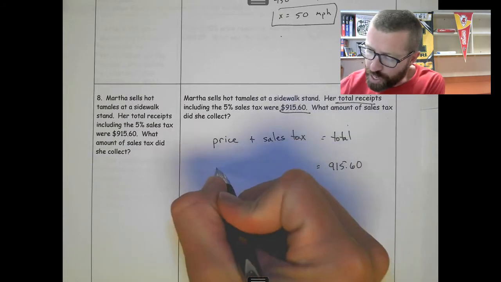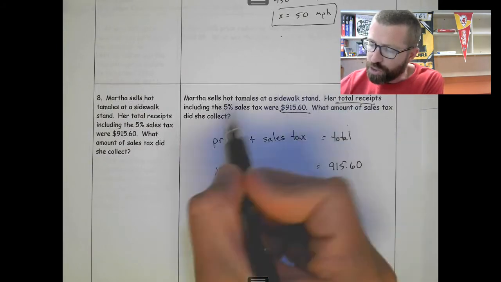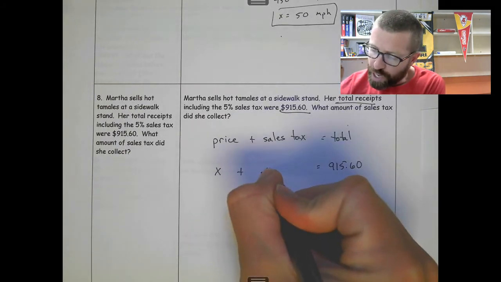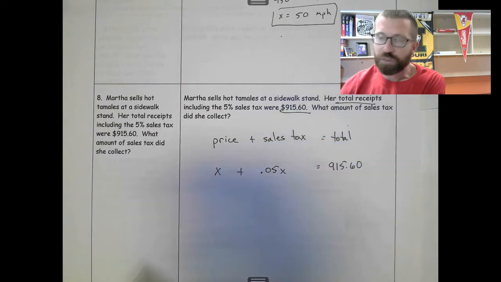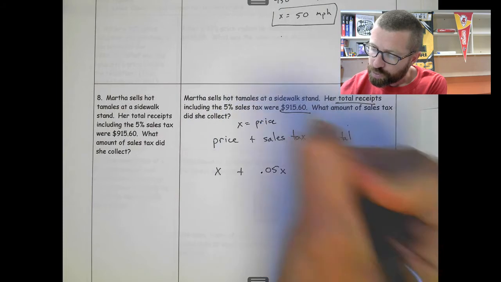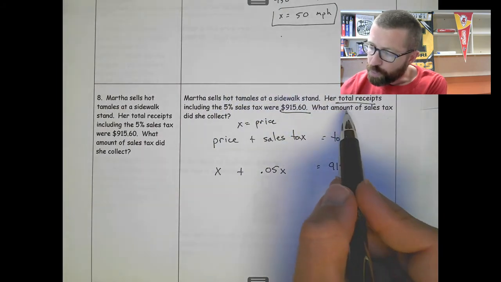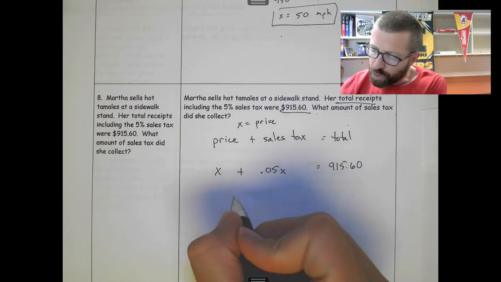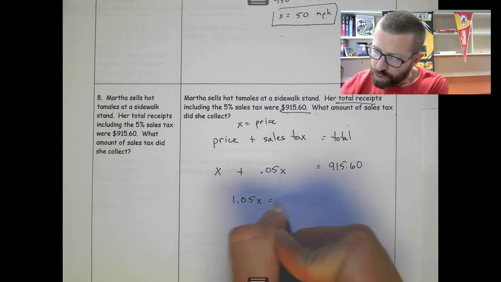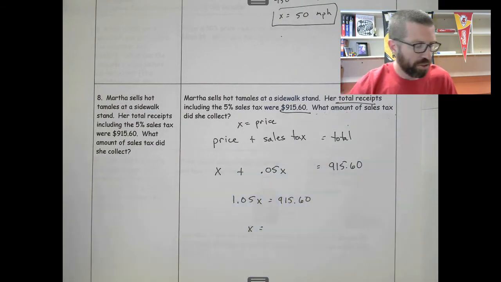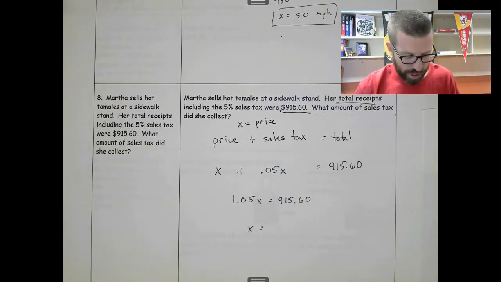We don't know the price of the item. That's what we'll say is x. And the sales tax is 5%. So to find sales tax, they take the price and multiply it by the percentage. So we do 0.05 times x, and that's the amount that is charged additional. So x is the price. If we want to know the sales tax, keep that in mind. And so we can combine these to get 915.60 and then divide to find x. And I need a calculator there.